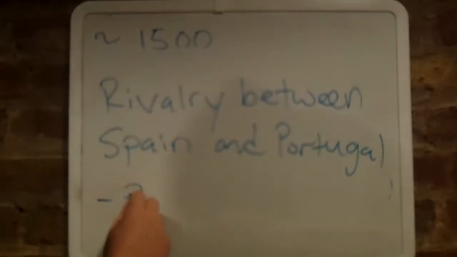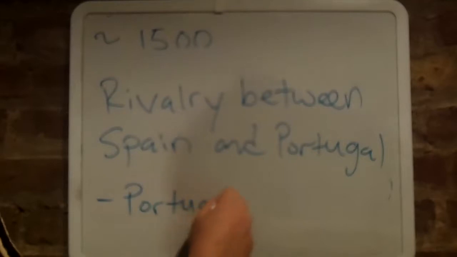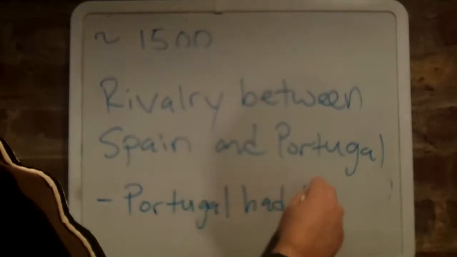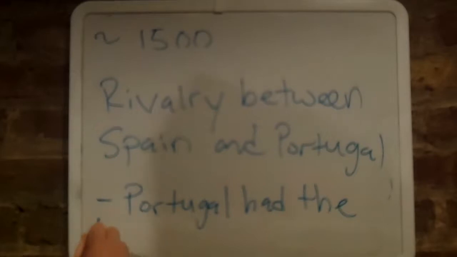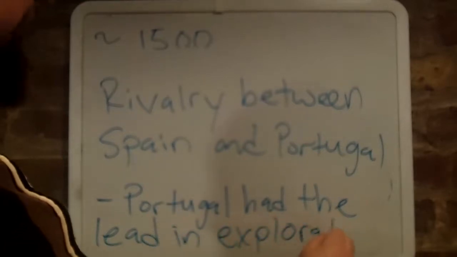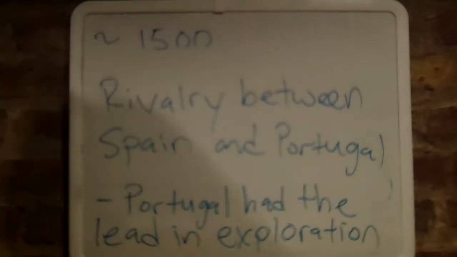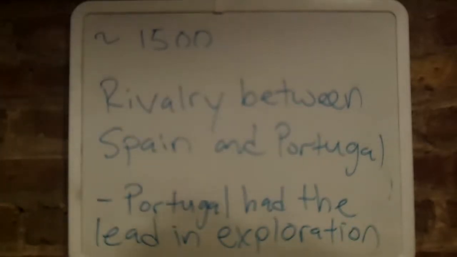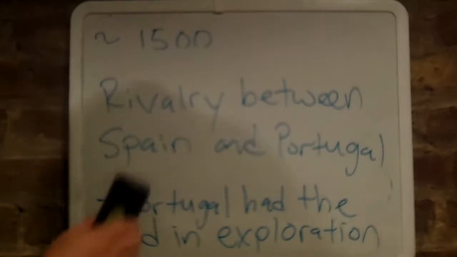So Portugal had the lead when it came to exploring and colonizing. But Spain caught up fairly quickly, and we ended up with a rivalry between the two. In fact, the rivalry became so intense that there was a treaty, I believe it was 1494, the Treaty of Tordesillas. In that treaty, the Pope divided the world between Spain and Portugal, basically.